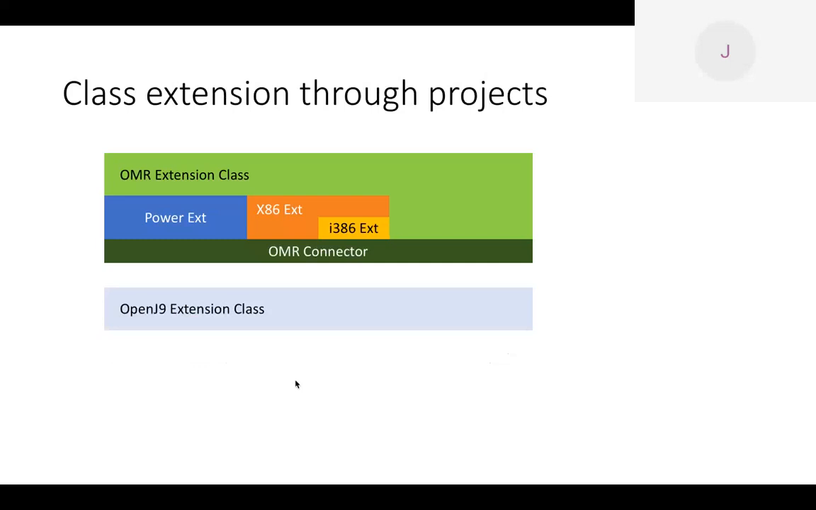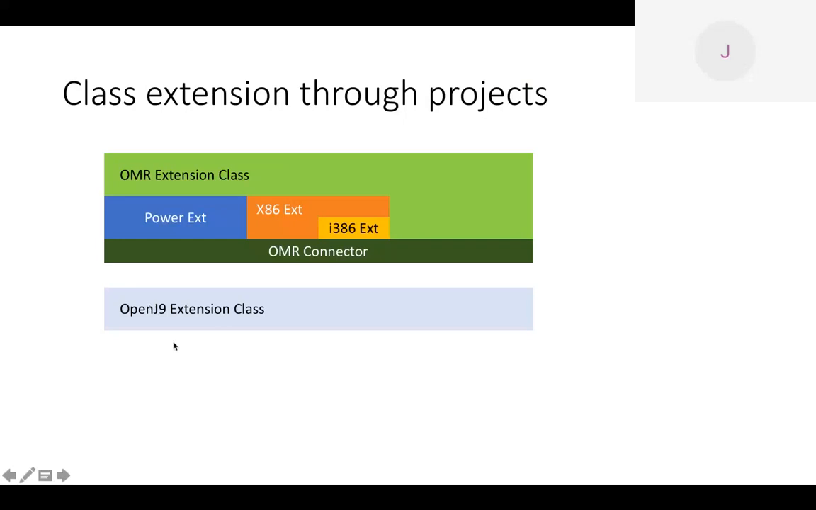Right. So what happens here is that each of these architecture extensions, or in the case of the OMR extension class, needs to provide a connector as well. So each of these is supposed to be providing a connector. It's got a common name that, depending upon what the include path is, only one of those is going to be found.